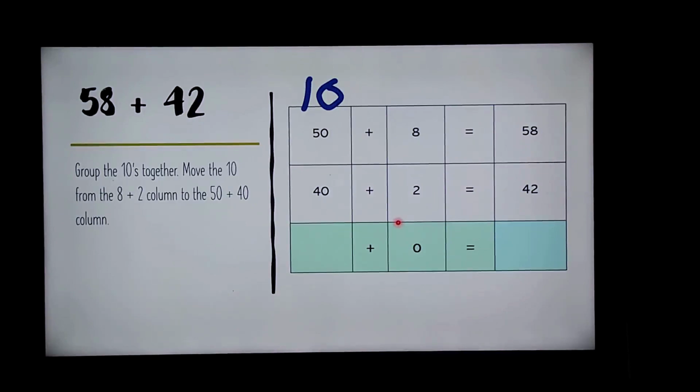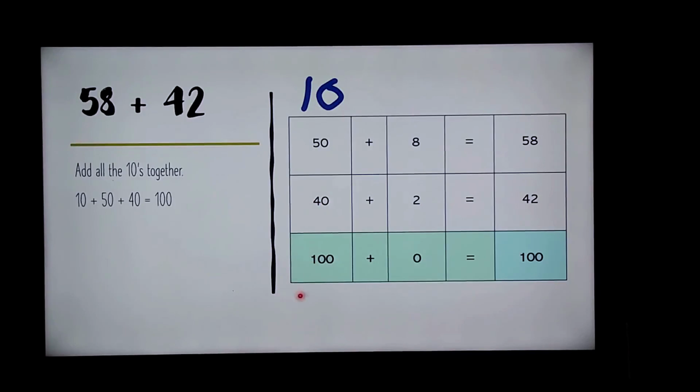So then we add up all the numbers in the tens column. And that's 10 plus 50 plus 40, which is equal to 100. So we can leave this 100 here since we have a 0 in the ones place. And we just add those two together and we get 100.